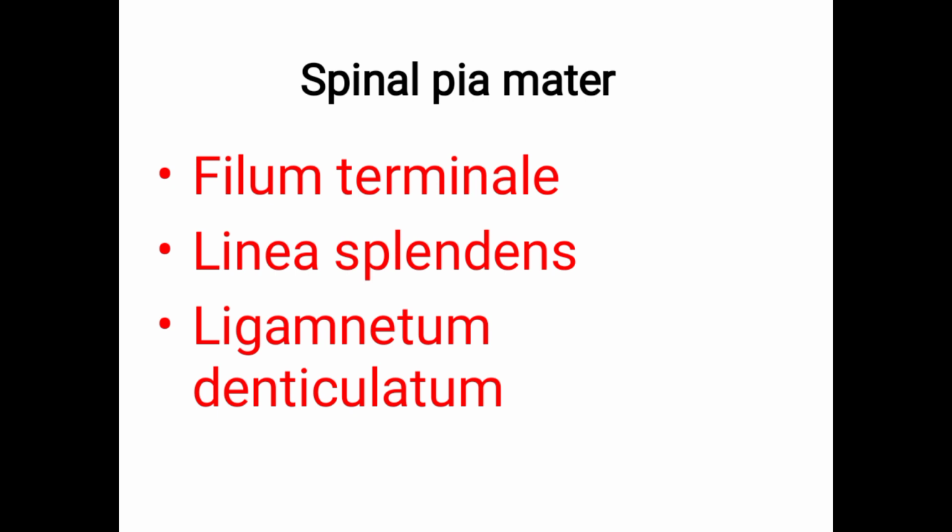Okay, next, what do you mean by spinal pia mater? See, spinal pia mater is thicker and less vascular than the cerebral pia mater. So there are some special features of spinal pia mater. They give rise to these structures: one is called the filum terminale, one is called the linea splendens, and one more is called the ligamentum denticulatum. These are all the modifications of the pia mater. The pia mater will get modified forming filum terminale, linea splendens and ligamentum denticulatum.